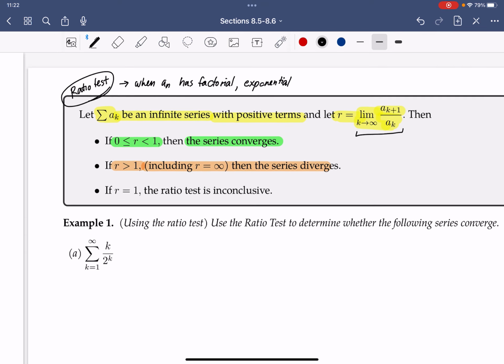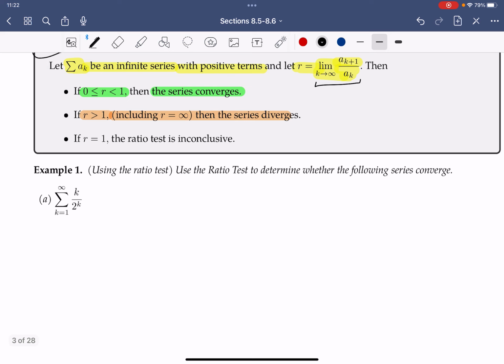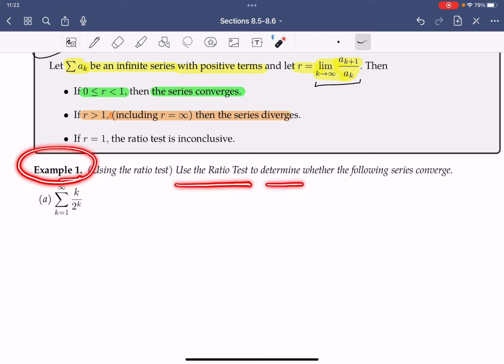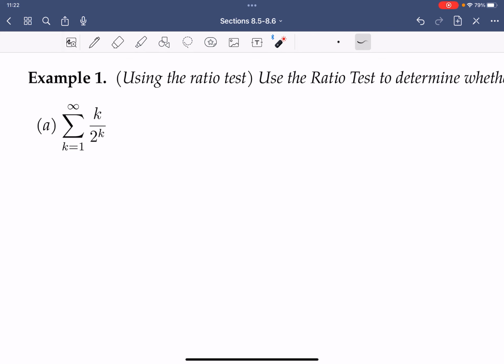So let's take a look at the ratio test first. I'm pretty sure after 2 examples you feel much more comfortable with the ratio test. First of all, let's start with example 1 here. I want you to use the ratio test to check whether the series is convergent or divergent: k over 2 to the k, from 1 to infinity. How do you apply the ratio test here?